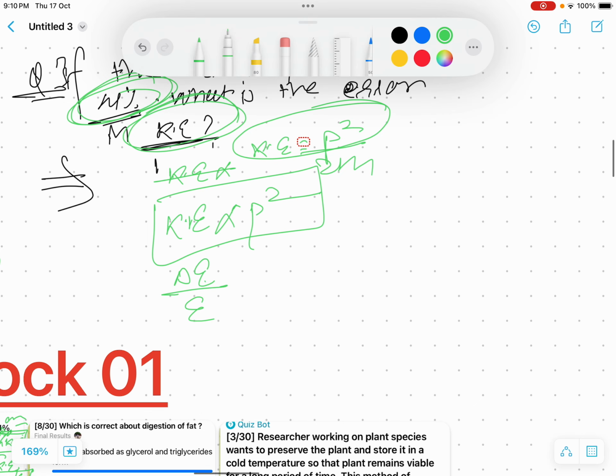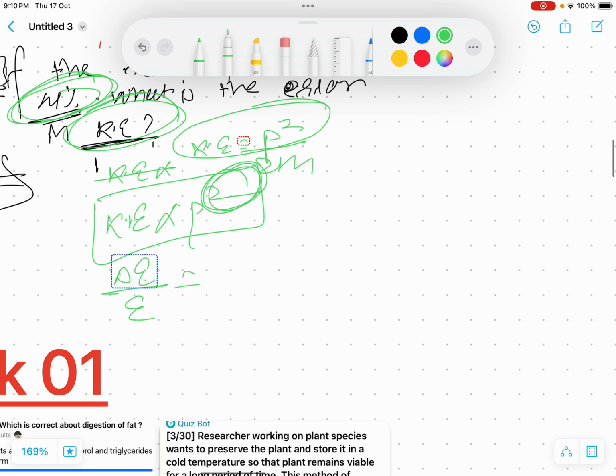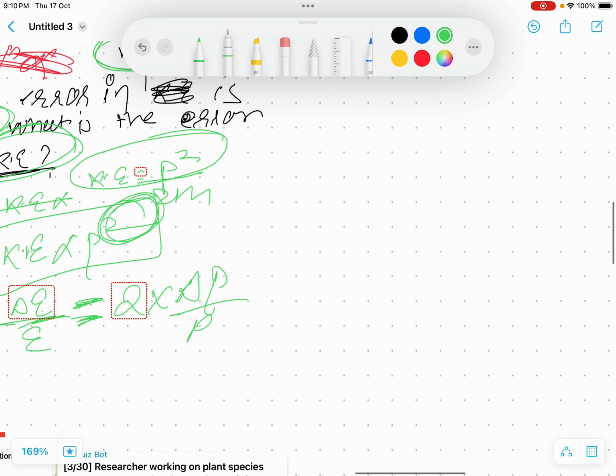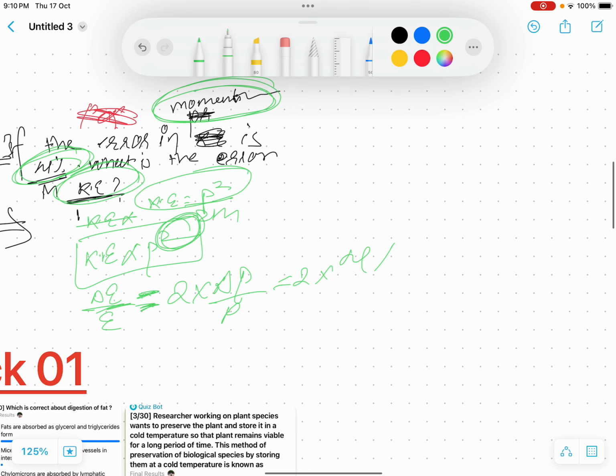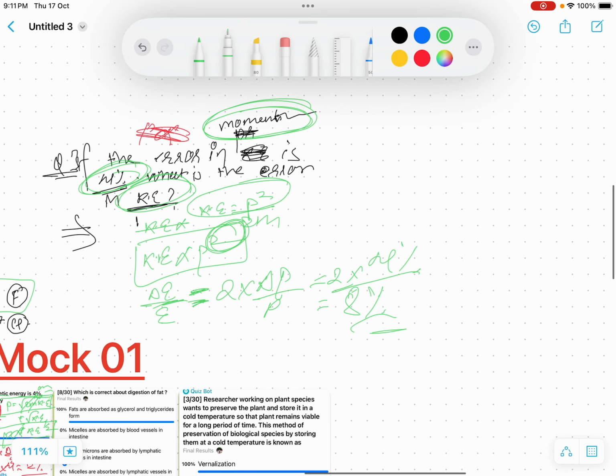Error in kinetic energy upon error in momentum: the power comes into play and it becomes 2 times the momentum change. So we know the change in momentum is 4%, so the error in kinetic energy is 8%. This is how our error problem should be done.